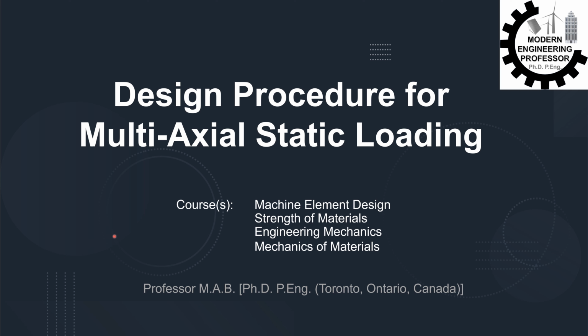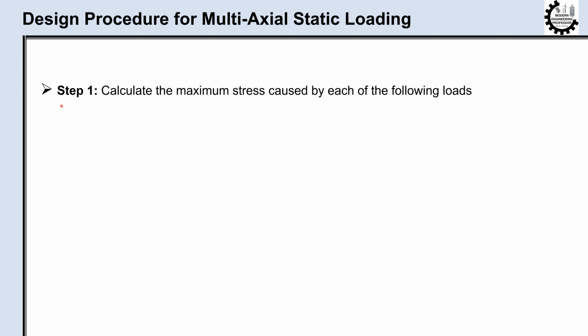Professor Mab here. The topic of today's lesson is design procedure for multi-axial static loading. Design procedure for multi-axial static loading consists of 4 steps. First, calculate the maximum stress caused by each of the following loads: axial, bending, torsion, and shear loads.